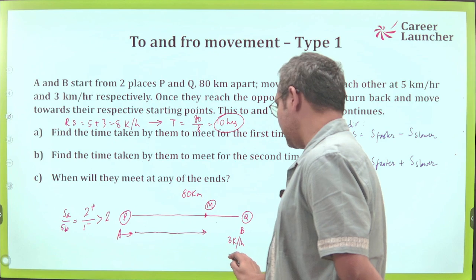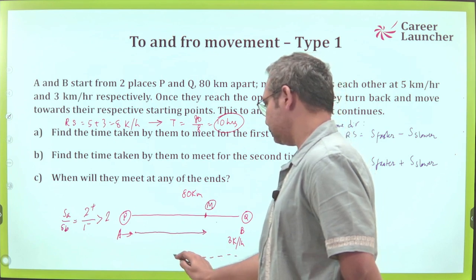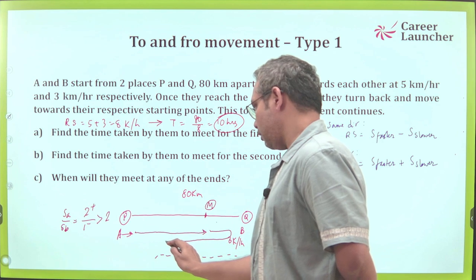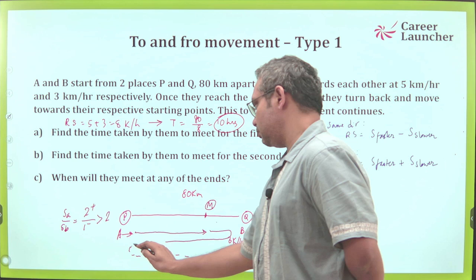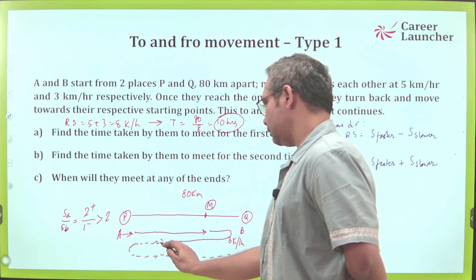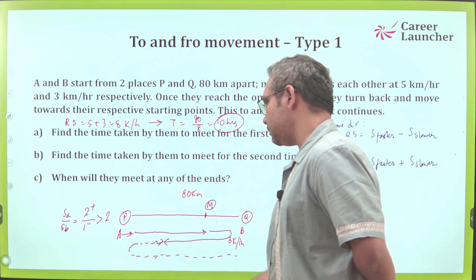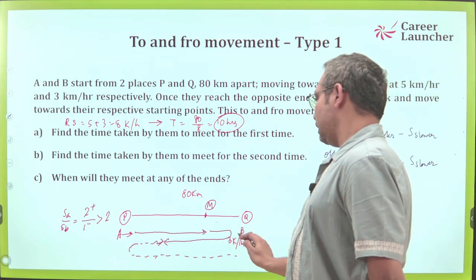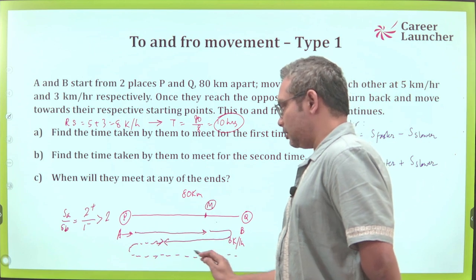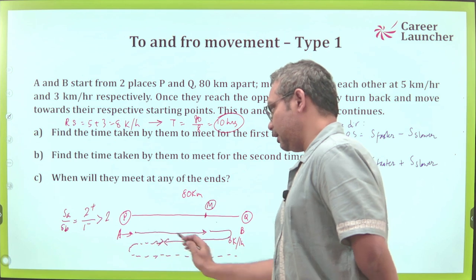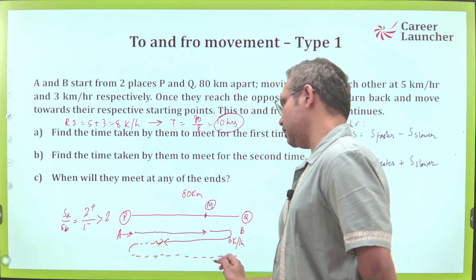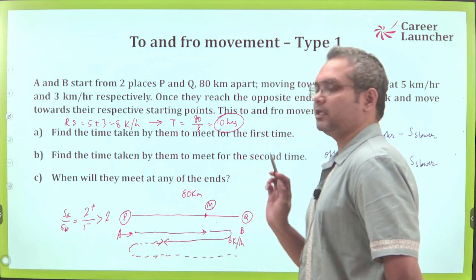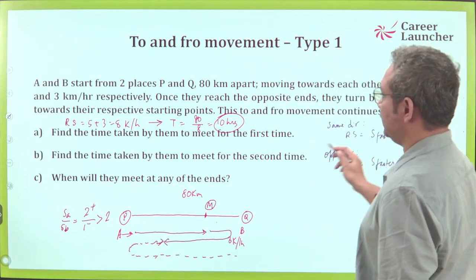So the case must be that A reached this end, turned back, and B managed to turn back as well, and they met in the opposite direction. So this must have been the case. A turned back, did not overtake B, B is also going. Before A could reach the end and turn back, B managed to reach the end and turn back. So A has covered more than one lap, B has also covered more than one lap. So this must be the correct scenario in this case.